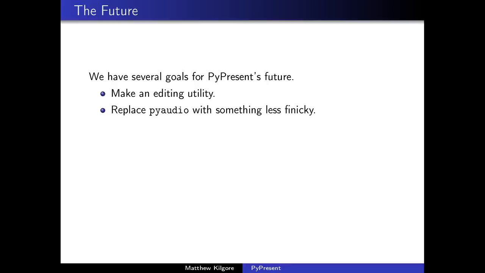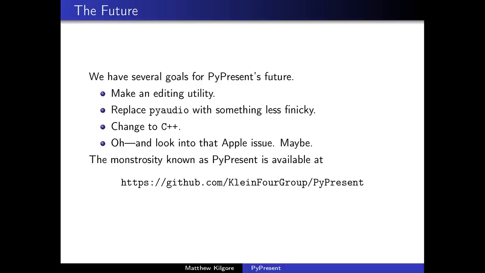Once we've got that done, we'd like to change to C++. This should not come as a surprise. We're all in optimization, and we all know that Python is pure evil. And once we're done with all of that, I should probably look into that Apple issue. Maybe. I didn't use an Apple, so it's not really a priority of mine. Now, if you want to follow these developments, the code, or the monstrosity that's masquerading as code, is available at this GitHub repo.